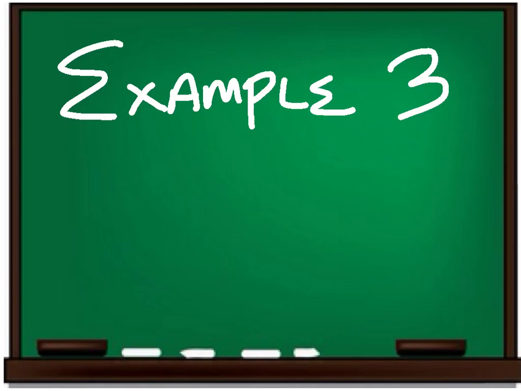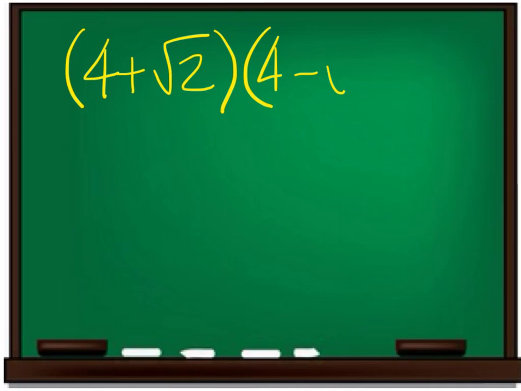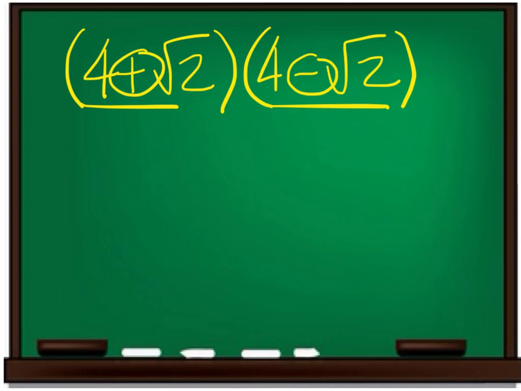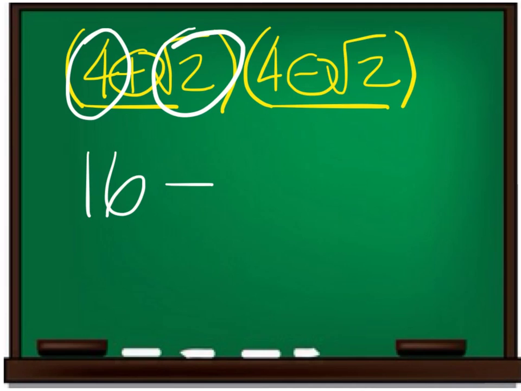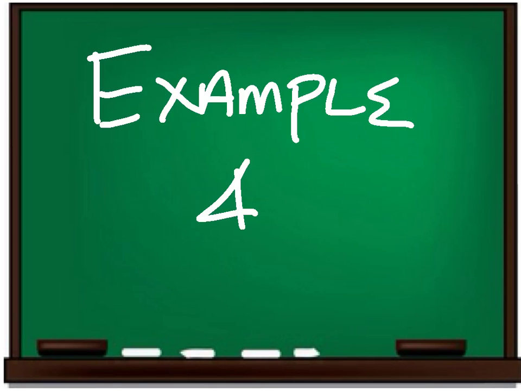Example number 3. We had problems where we used the difference of two squares to our advantage. And we had things like this: 4 plus the square root of 2 times 4 minus the square root of 2. That's the factored version of a difference of two squares. It's the same quantity except the signs are different. And when you have that case, you can square the 4 to get 16. Always put a minus sign. And then square this to get a 2. Answer would be 14. Example 4.